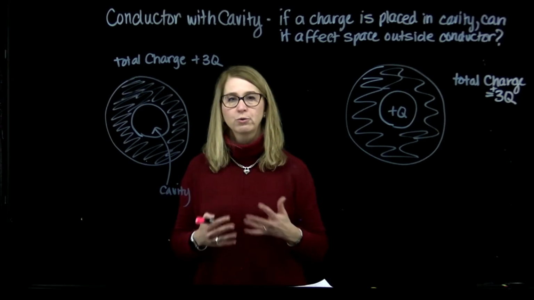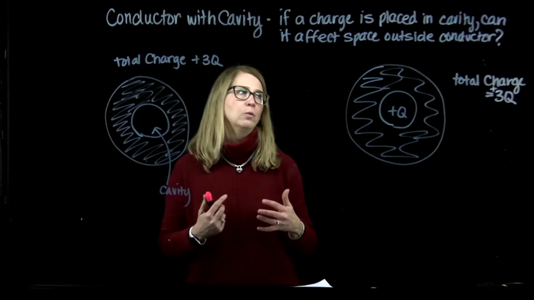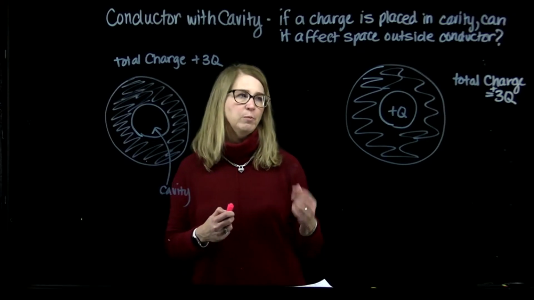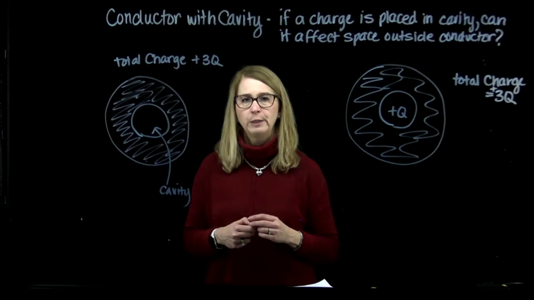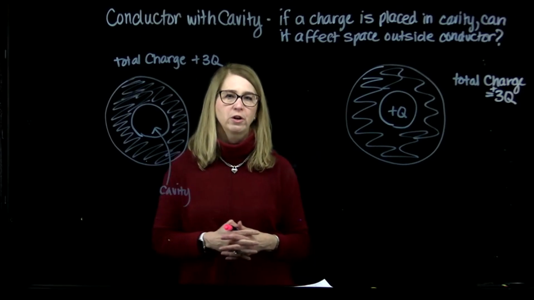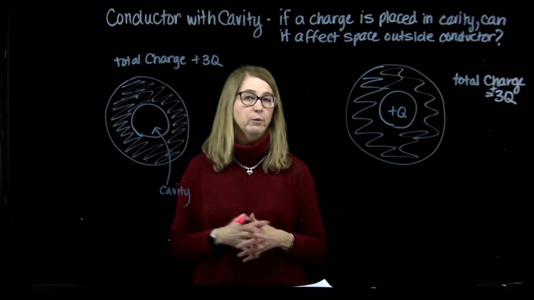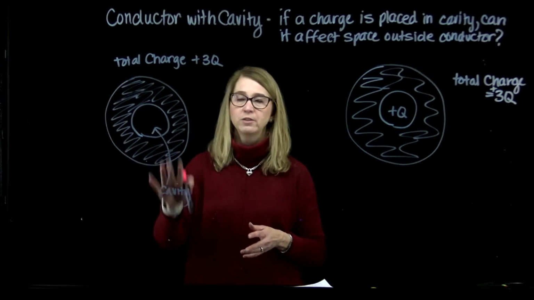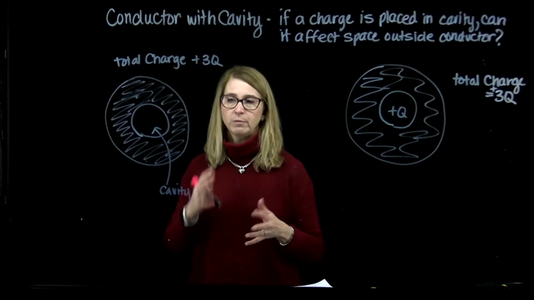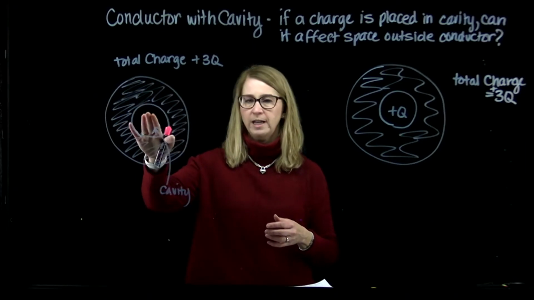Now, your book goes through how the charges redistribute in that situation, but we're going to look at it in the context of a pretty specific question, which is, if I place a charge inside that cavity, will it affect the space outside the conductor? So I thought a good place to start would be to think about that conductor with a cavity, but in the scenario where there's nothing in it. So I made it sort of like a spherical shell because it's just easier to draw and easier to think about. And so here's our conductor, which has a cavity.